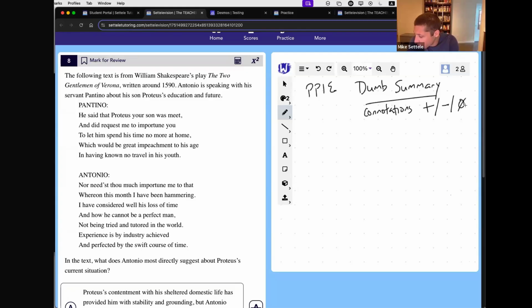So I'll let you guys work on this one a little bit. Think about it. These choices are long and there are a lot of words in there, but I would say don't let that distract you. Try to think about what, in this case, Antonio is saying about his son Proteus. And don't reread. Once you get through it, go to those choices. Trust the process.